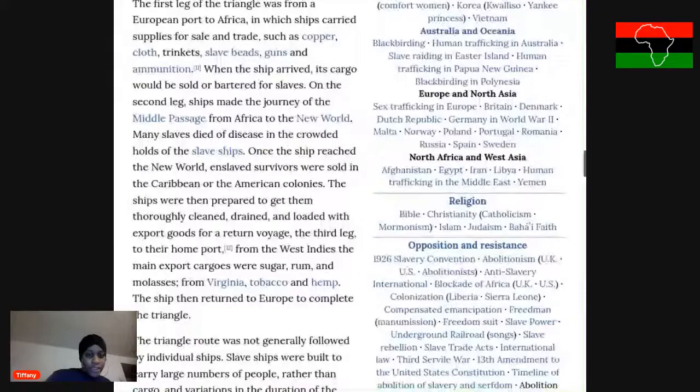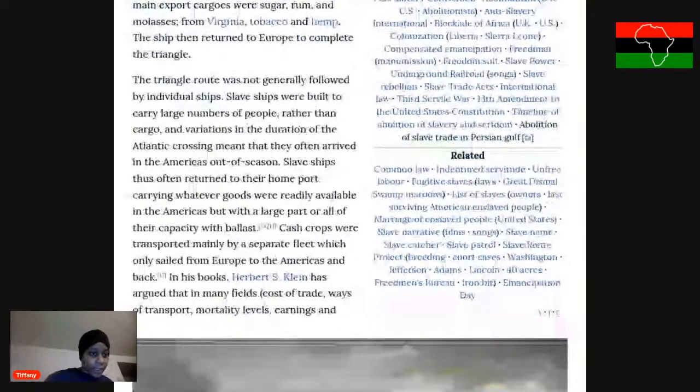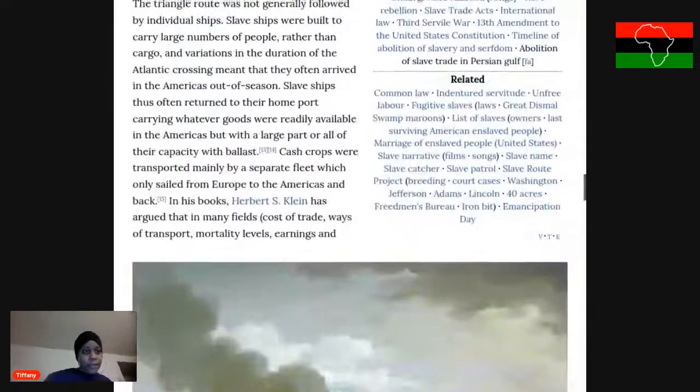All right. So as you can see, they were going back and forth, back and forth. It was a constant thing. And it says the triangle route was not generally followed by individual ships.